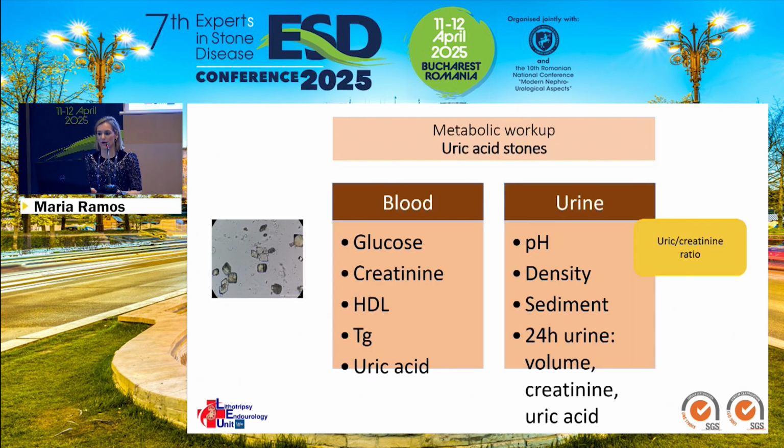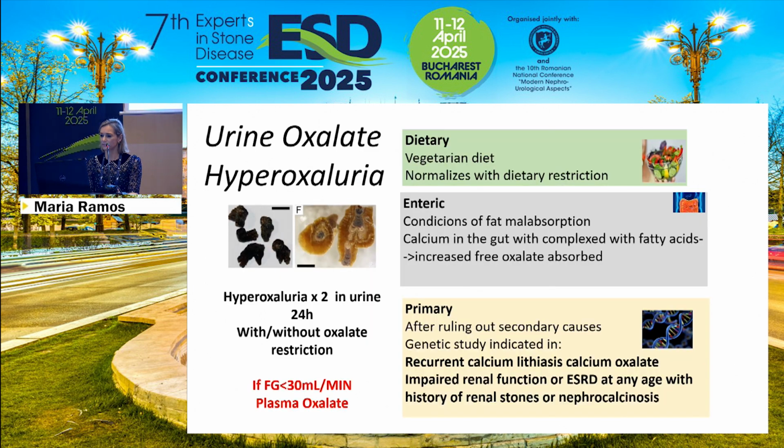A few words about uric acid stones. The study is aimed to rule out metabolic syndrome and evaluate uric acid levels in blood and urine. And the uric acid creatinine ratio is not good. It has no good correlation with 24-hour urine.